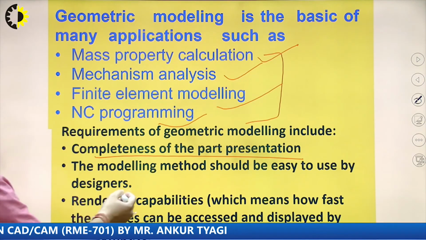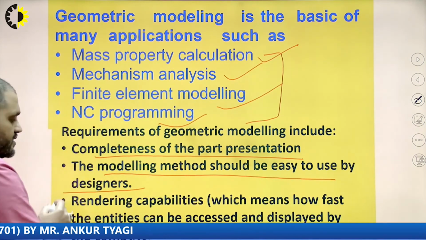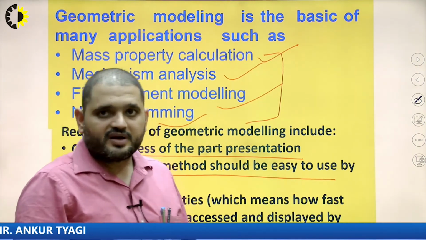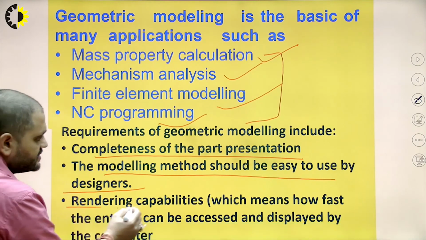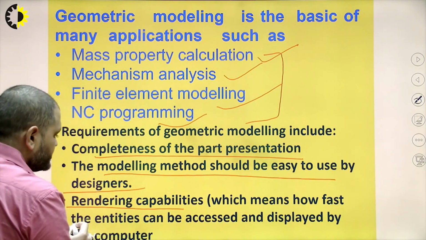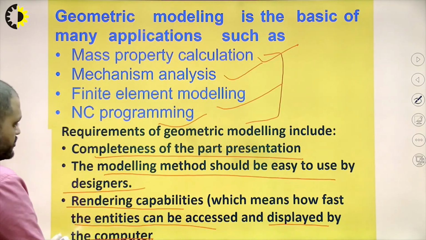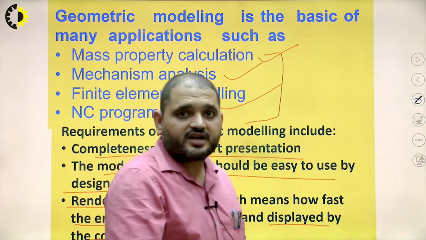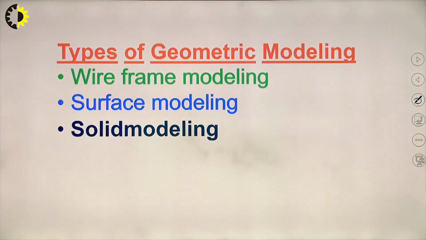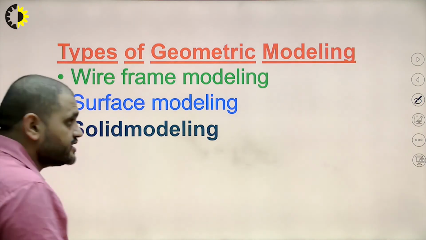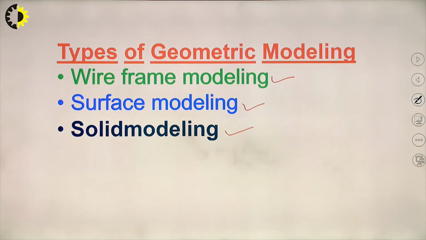Now, the modeling method should be easy to use by designers. Then rendering capabilities, which means how fast the entities can be accessed and displayed by the computer. Rendering capabilities should be good so that it can be easily accessed and displayed by the computer. Now, types of geometric modeling: first one is wireframe, which we will learn in detail, second is surface, and third is solid modeling.